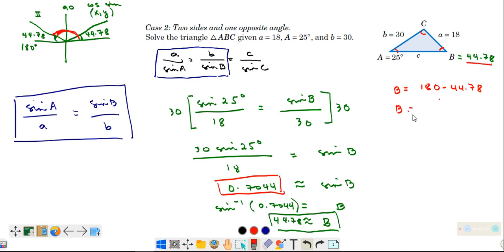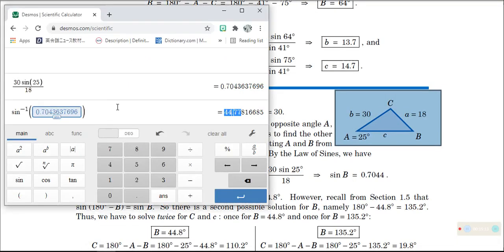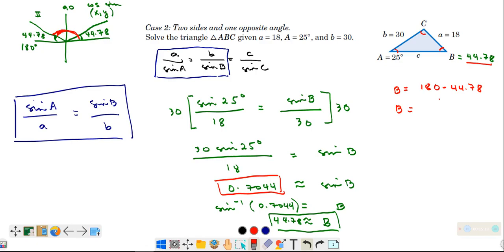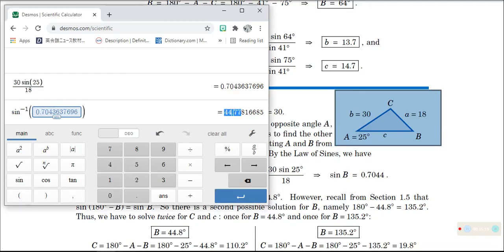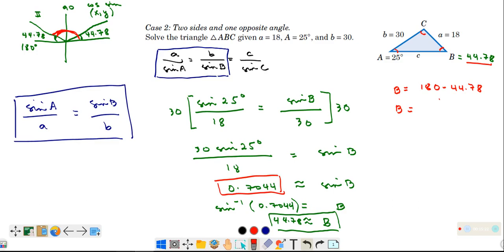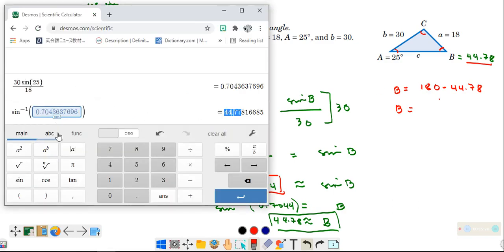And that is, pwede rin niyang ma-hold yung, ay, ayan. Pwede rin niyang, ano ba? Nawawala ako. 180.